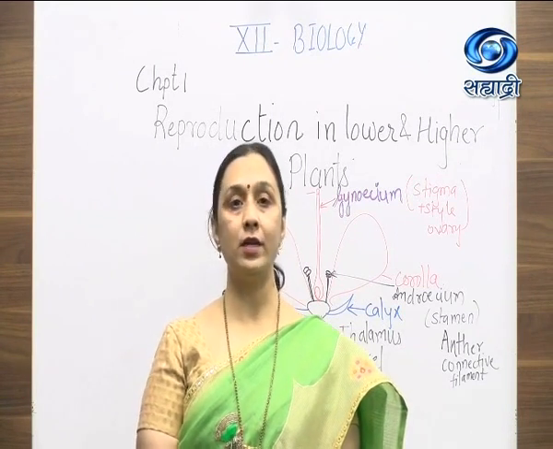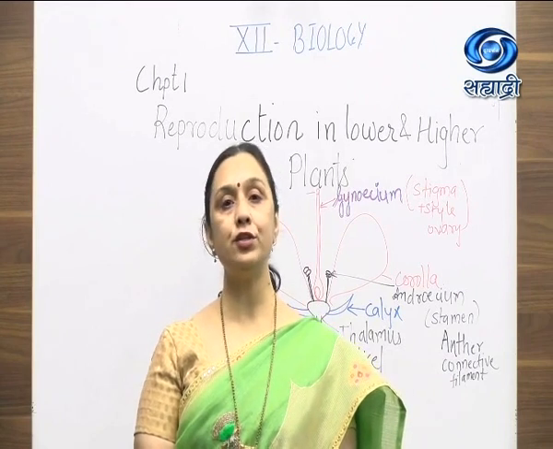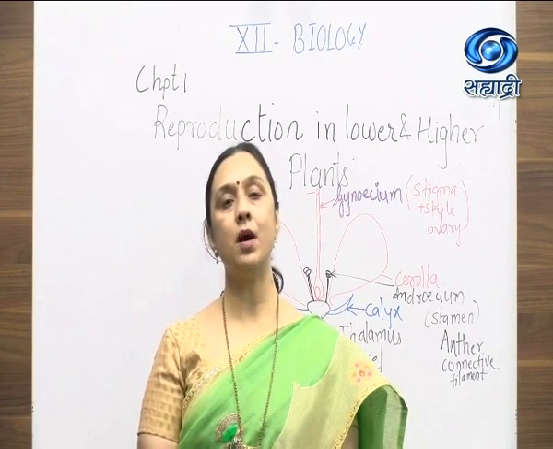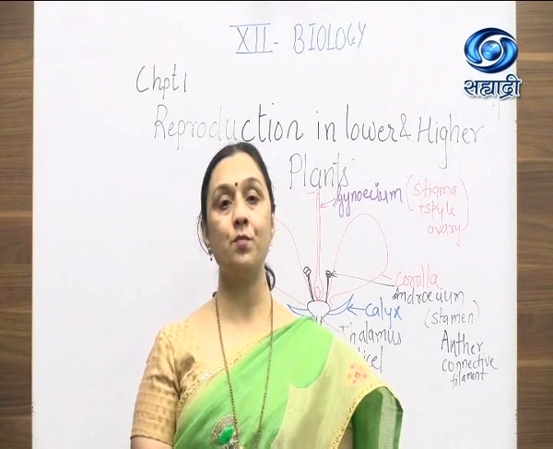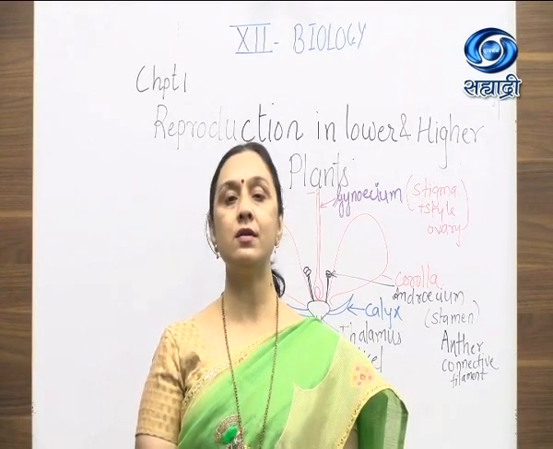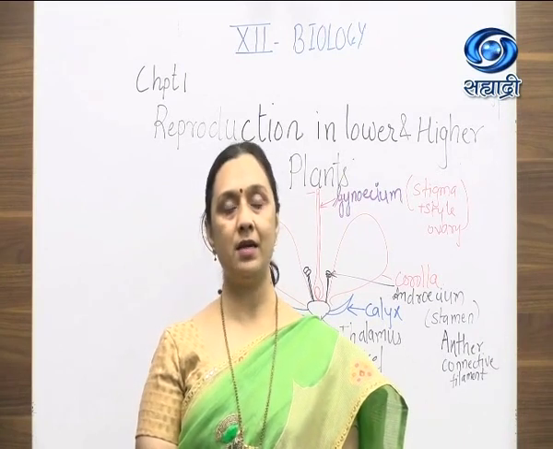We have already finished with pollination, types of pollination, contrivances, that is adaptation for self-pollination and cross-pollination. And then we had discussed the benefits, the advantages of both self-pollination and cross-pollination. Today we are going to start with the actual process of reproduction which occurs in angiospermic plants. Angiospermic plants are flowering plants.